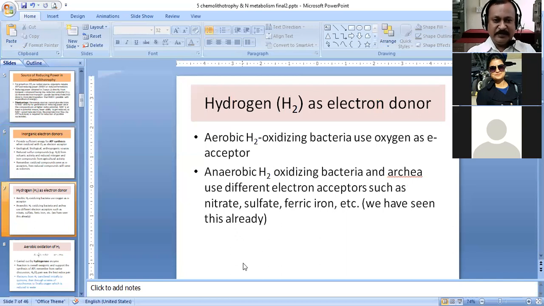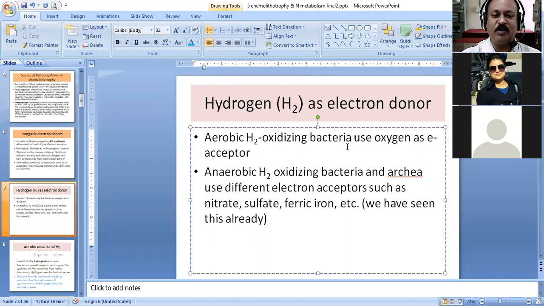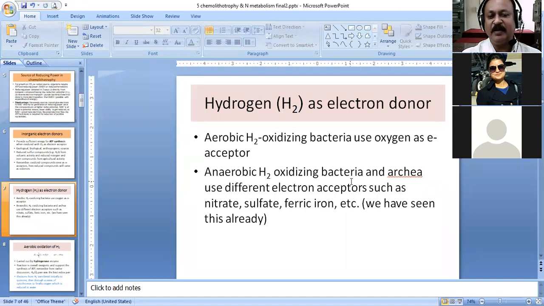Then we go to the next slide, that is hydrogen as the electron donor. As I said earlier, hydrogen itself can serve as an electron donor, because hydrogen is a diatomic molecule, so it has 2 electrons and 2 protons. The aerobic organisms which can utilize hydrogen as the electron donor can use oxygen as the electron acceptor. So we have hydrogen and oxygen as the electron donor, electron acceptor pair.